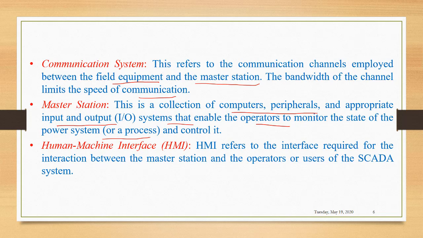And the fourth one is your human machine interface. It refers to the interface required for the interaction between the master station and operators or users of the SCADA system. It's like a screen through which the operator gets the information, and again sends information through. This is the human machine interface.